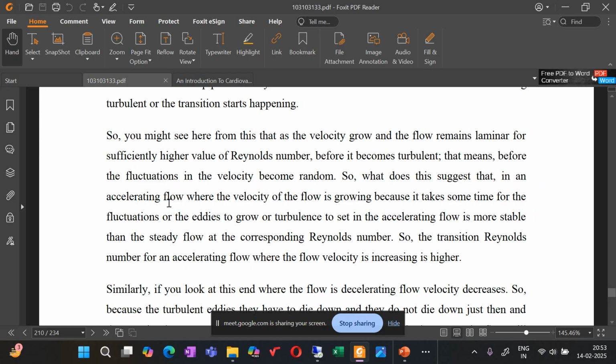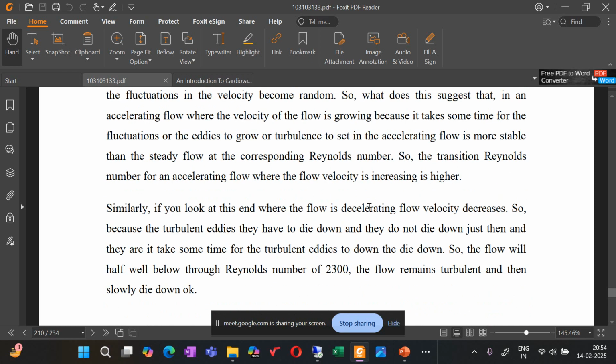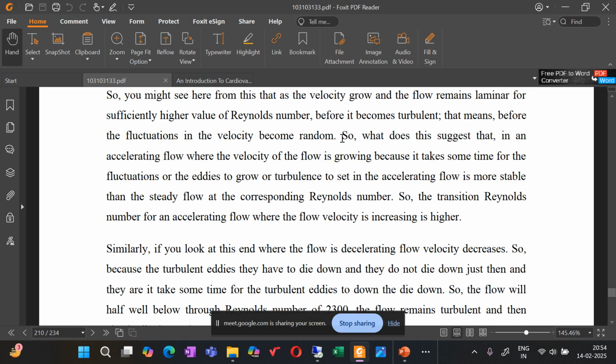That in accelerating flow, where the velocity of the flow is growing, it takes some time for the fluctuations or the eddies to grow or the turbulence to set up, so the flow is more stable than the steady state flow at the corresponding Reynolds number. So the transition Reynolds number for the accelerating flow, where the flow velocity is increasing, is higher. That was the main point. So this entire line will be the main answer for the particular question that we were looking at.